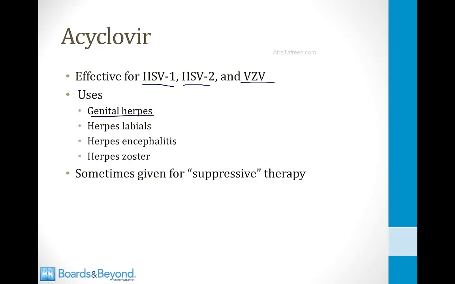These drugs can be used in genital herpes, herpes labialis, herpes encephalitis, herpes zoster, and sometimes they're given for suppressive therapy. Recall that all 3 of these viruses can lay dormant in nerves and then reactivate, so people who have frequent reinfections of genital herpes or oral herpes will take one of these drugs for suppressive therapy so that they don't get those flare-ups of the infection.